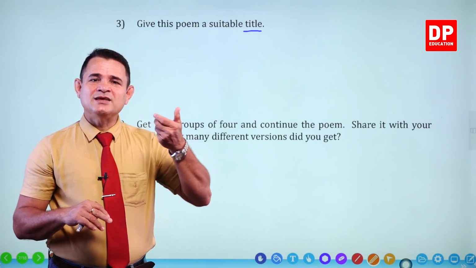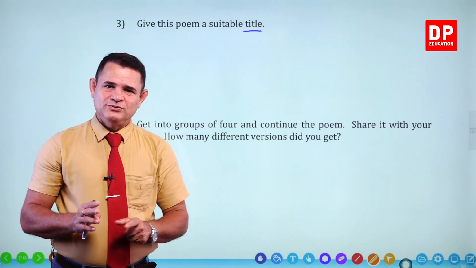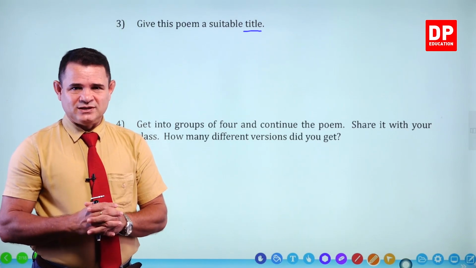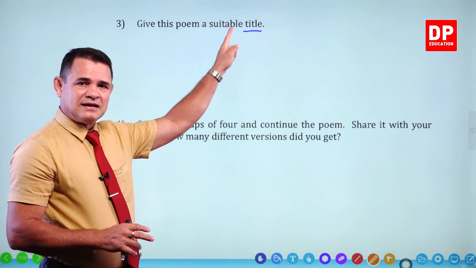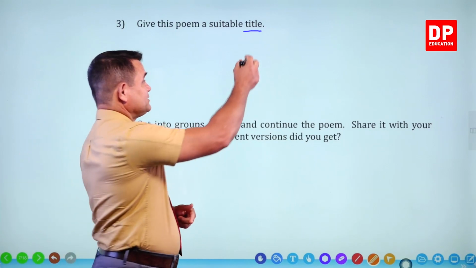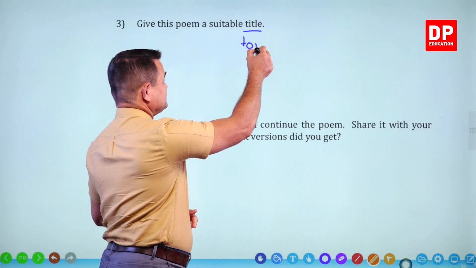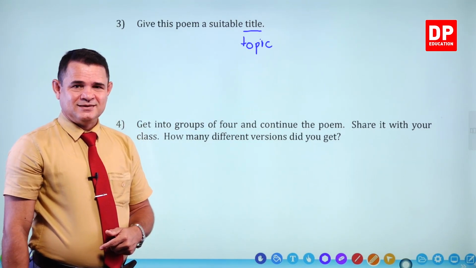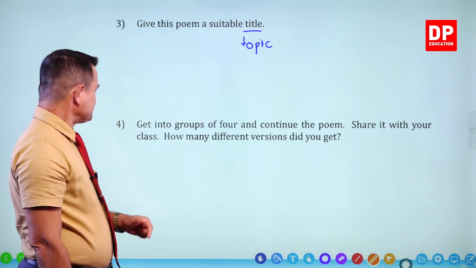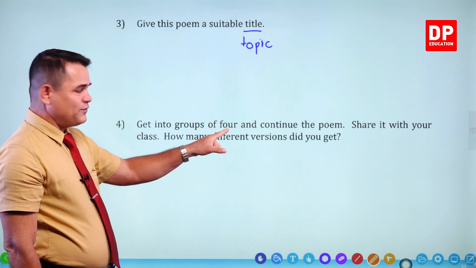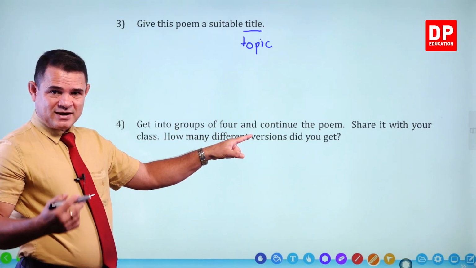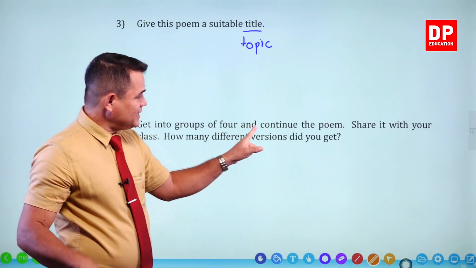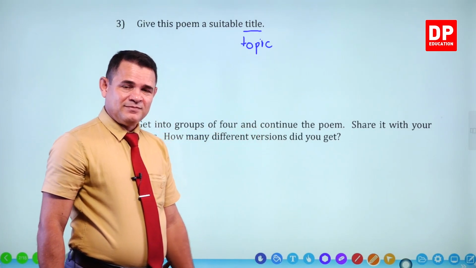You can give the title that matches the way you thought. Title means another word topic. Right? And next one, get into groups of 4. Another group activity that you can practice in your class. Group of 4, and continue the poem.